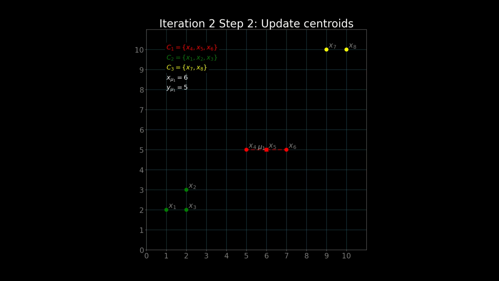Then in the second step, the centroids are updated again. mu1, mu2, and mu3 are updated as before. The third iteration begins and the clusters are updated for a third time. But this time the clusters are exactly the same as in the previous iteration, so the algorithm stops and returns the current set of clusters.